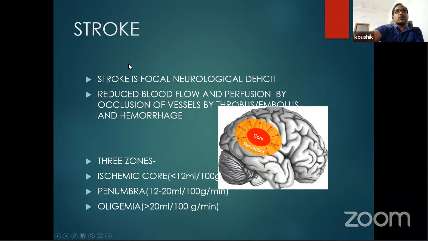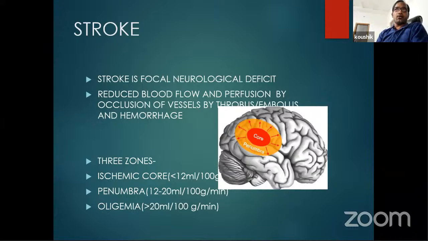Stroke is a focal neurological deficit in which there is reduced blood flow and perfusion because of occlusion of a vessel by a thrombus or embolus, or hemorrhage. So there are three zones if you see in a stroke. That is the ischemic core, which is the non-viable part of the stroke, a part of the infarct.